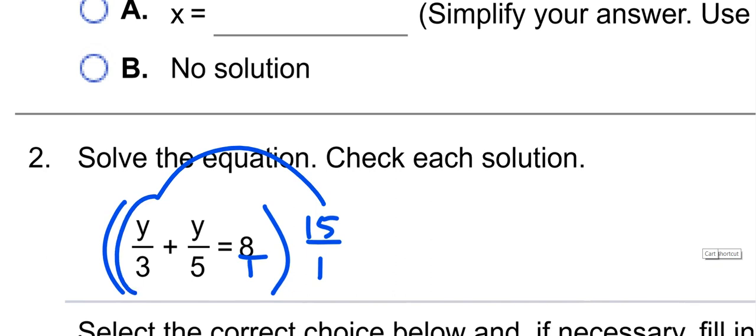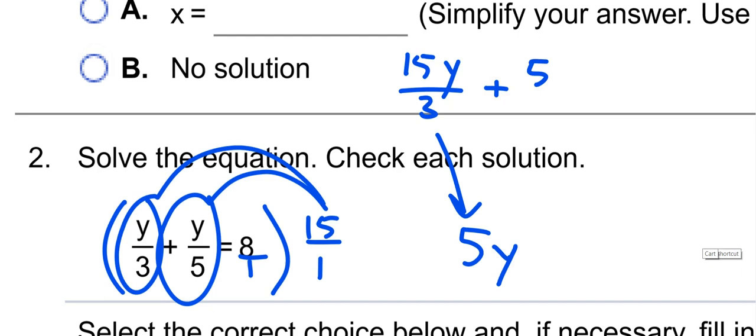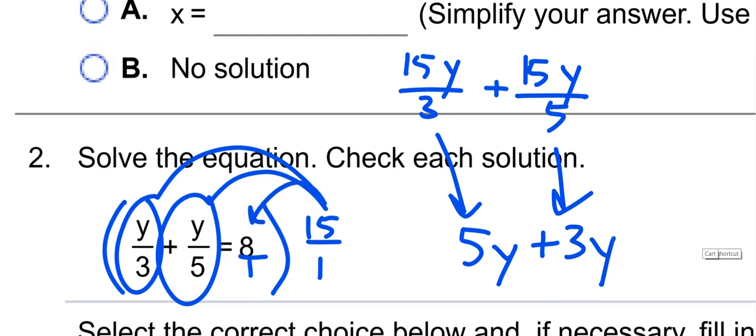And if I multiply that times this fraction, what do I get? That's 15y over 3. Anybody know what we call that? 5y. Well, some people see it quicker than others do. So that's why I'm kind of walking it through and showing you, based on what I've seen today. So there would be 15y over 5. What do we call that? 3y. And then 15 times 8. What do we call that? That is 120. You're right.